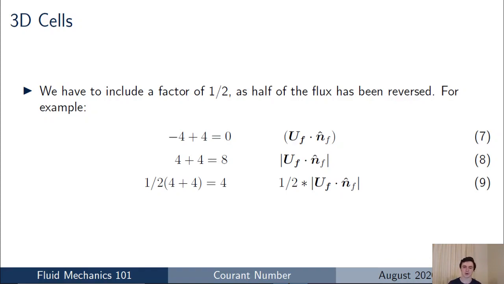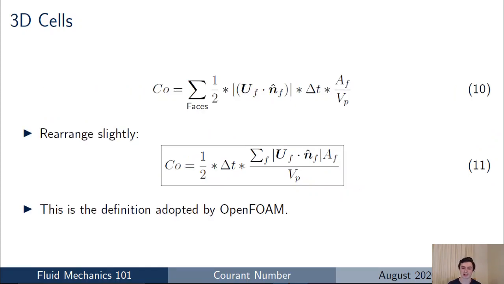So now if we return back to our current number definition, we've got a complete definition for how we can specify the current number for arbitrarily shaped cells in 3D. And that's given by equation 10. We've got the current number is the summation of, this time, a half of that velocity component normal to the face, and we take the magnitude, and then that's multiplied, of course, by the time step, and then the face area divided by the volume of the cell. So remember, that's how we're going to get the distance across the cell. And what we're going to do from equation 10 to equation 11 there is just do a slight bit of rearranging.